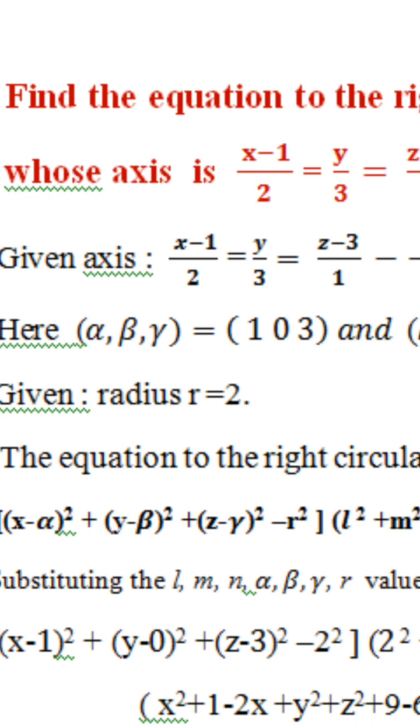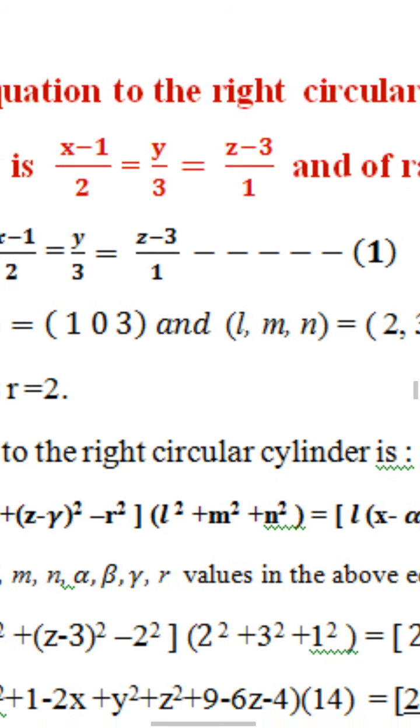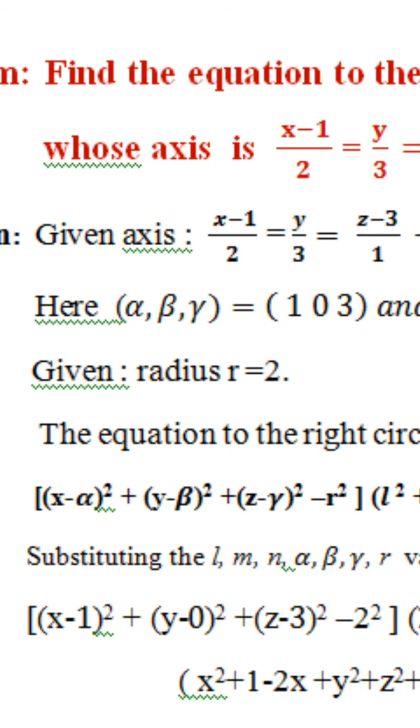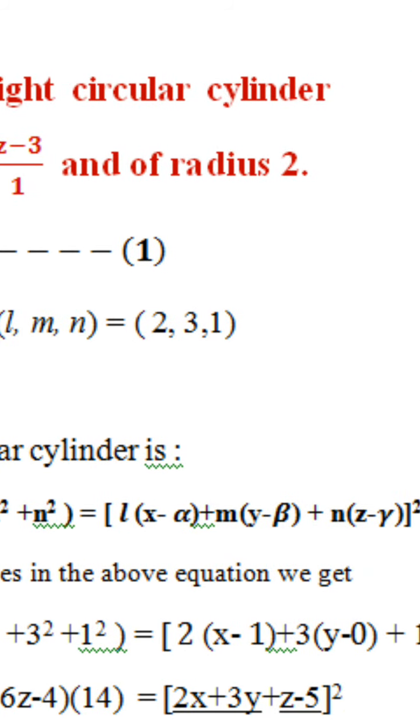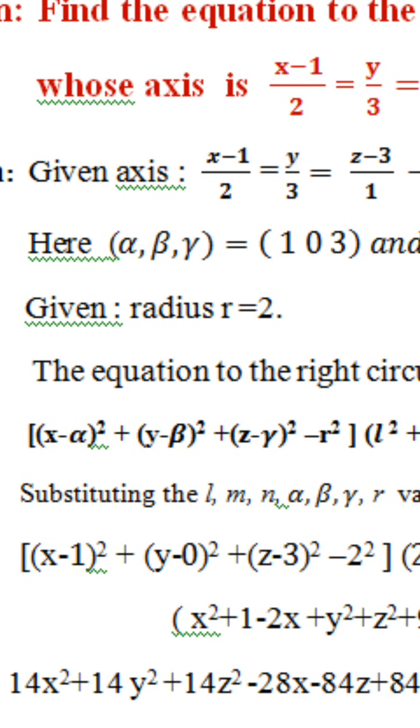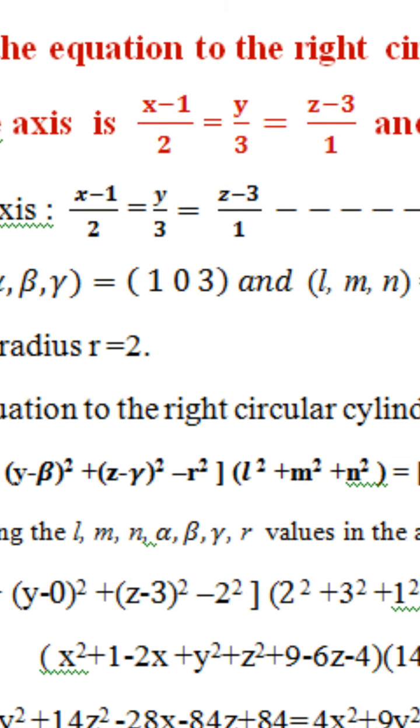Now write down the equation of the right circular cylinder, which we have just discussed. So this is the equation of the right circular cylinder. Now substitute the l, m, n values, alpha, beta, gamma values and the r value. All the values are given in the problem itself. You just have to remember the formula of the right circular cylinder and substitute all the values.